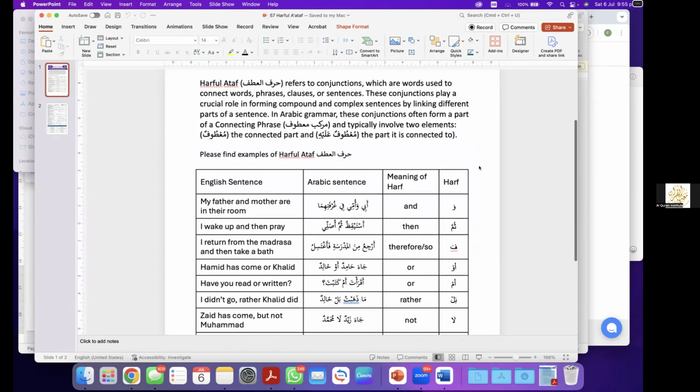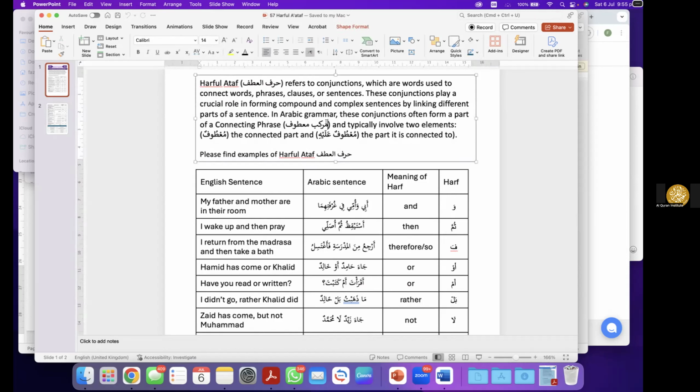Inshallah. So, as I said, pay attention as much as you can. It is very important, and we need to be very good in this. So, we are going through this with complete details, inshallah. Murakkab ma'atuf. Murakkab is a phrase. Ma'atuf.